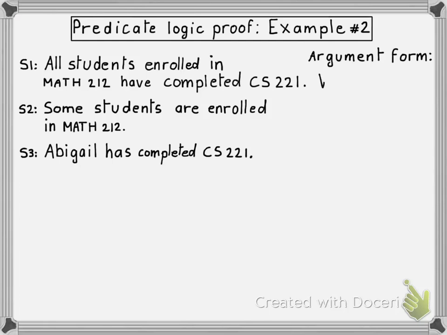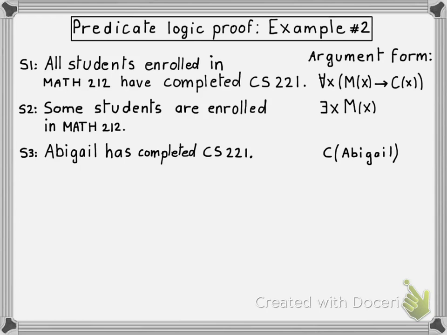So the translation of S1 in logic becomes: for all x, if x is enrolled in Math 212, m of x, then x has completed CS 221, or c of x. Now S2 is a little bit easier. It just states that there is at least one or more students enrolled in Math 212. In other words, there exists x such that m of x. And S3 is even simpler since it doesn't involve a quantifier. It states that a specific object in the universe named Abigail has completed CS 221. In other words, c of Abigail is true.